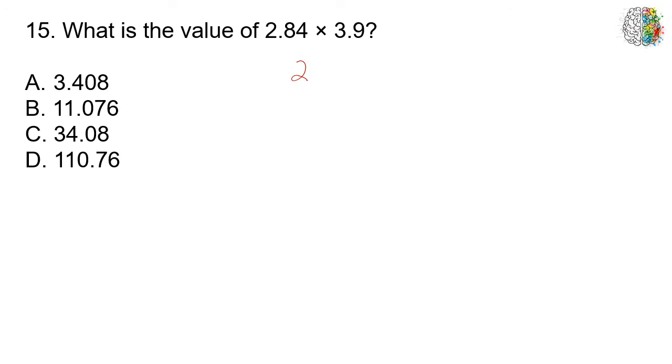So let's write down our problem. We've got 2.84 and 3.9. So when you're doing the original multiplication, we don't need to worry about the decimals. We just need to make sure that they are aligned to the right, just like we do with regular multiplication. Now we're going to do our regular multiplication.